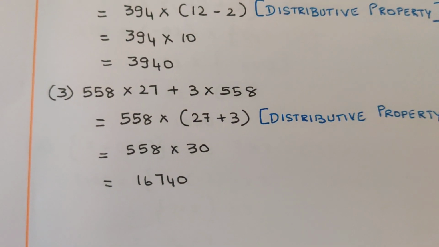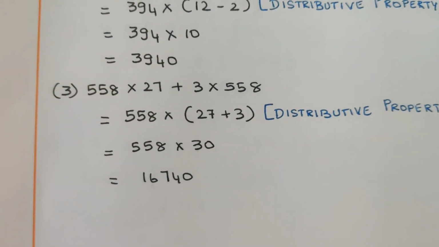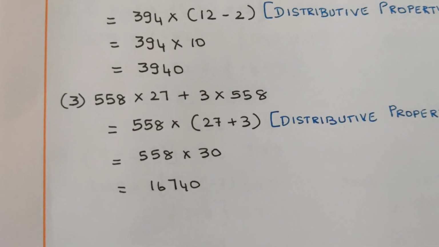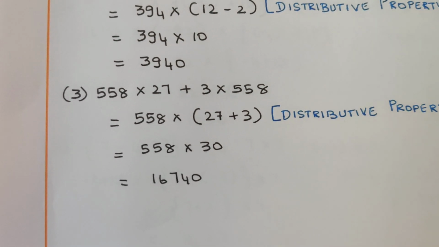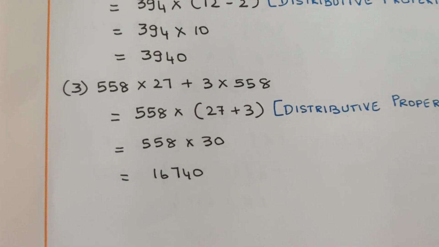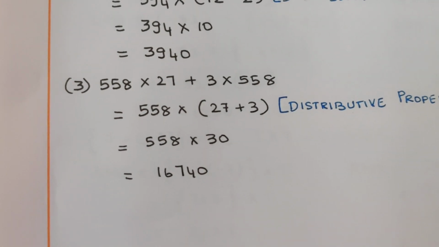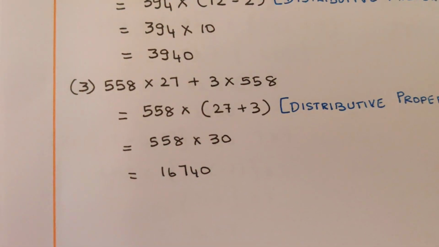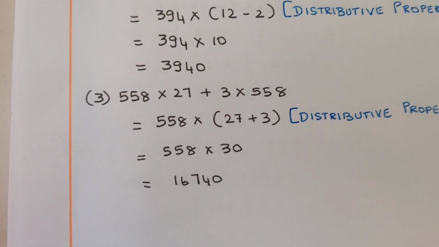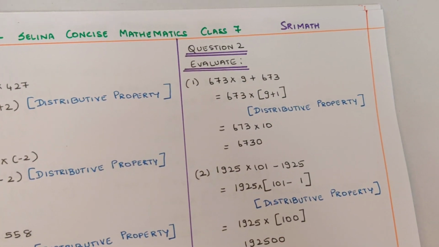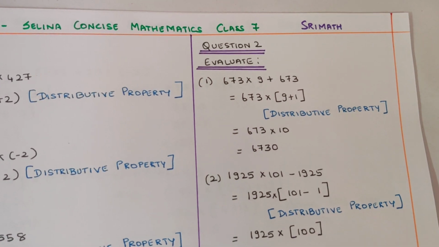Moving on to the next sum. As soon as you see the sum, what do you understand? 558 is common. So the sum is 558 into 27 plus 3 into 558. So using the distributive property, we get 558 into 27 plus 3 and it becomes 558 into 30 and the answer is 16740. So the first sum is based on the concepts of distributive property. The second sum also is based on the concepts of distributive property. So let's quickly go on to the second sum and see what it is.